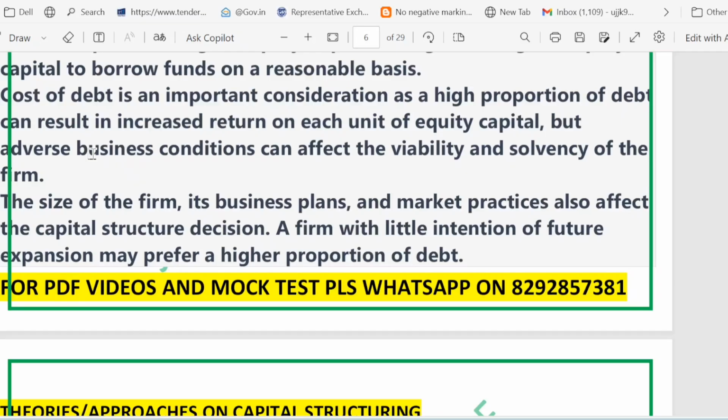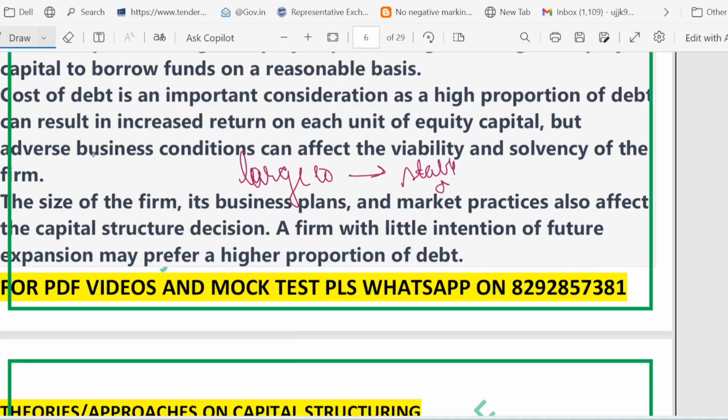A large company with a stable operation and no big expansion plan may choose more debt in its structure. See, suppose there is a large company, and this large company has a stable operation and no expansion plan. It chooses more debt in its capital structure.